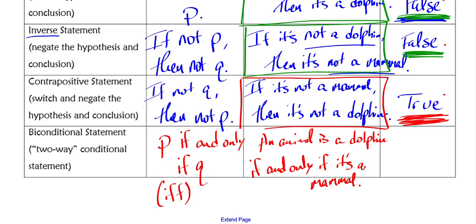This is false. I like breaking this into two sentences. An animal is a dolphin if it's a mammal. Already by itself, that's not true. An animal is not a dolphin if it's a mammal, because there's other types of mammals. The second part of this is true, so sometimes it just gets tricky if you read this in just one sentence. An animal is a dolphin only if it's a mammal.